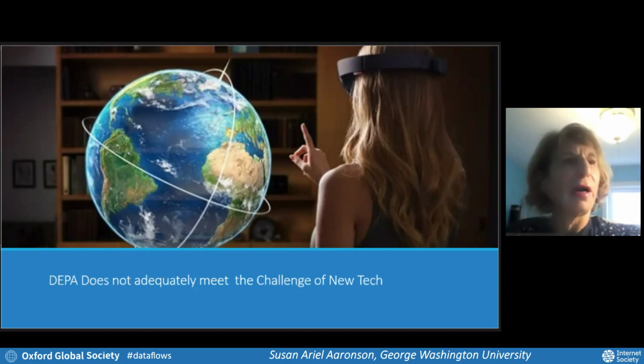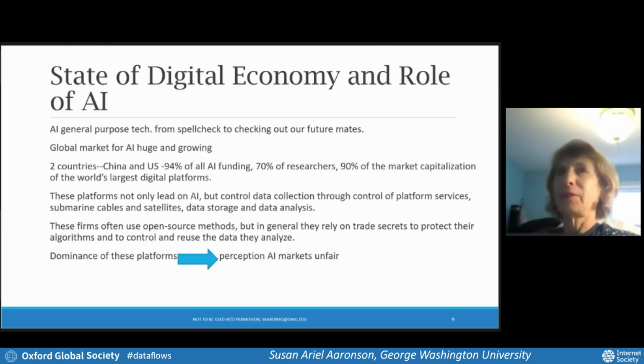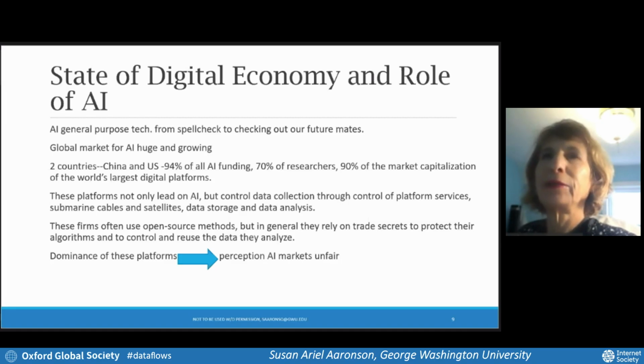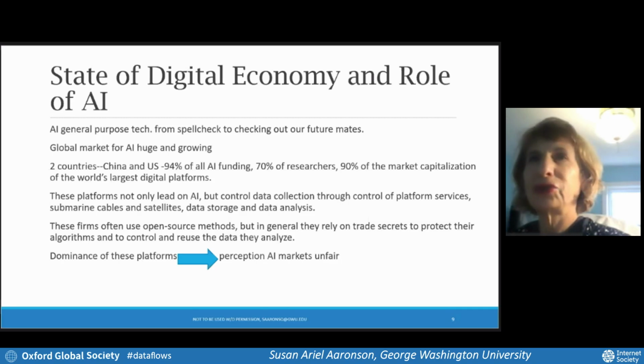Now, an unwritten law of trade agreements is that they should be technologically neutral. But I also think they should be anticipatory and thoughtful. Well, let me give you an example. Let's talk about artificial intelligence. So the global market for AI is huge and growing. And AI, the holy grail is to make it a general purpose technology, right? So most people are very unaware that they use AI every day in everything from spell check to their schoolwork to how they find their future mates. And 2 countries dominate the AI market, and AI funding and AI research. And we know what those 2 countries are. My own country is losing some comparative advantage in that area, while countries such as Canada are gaining.